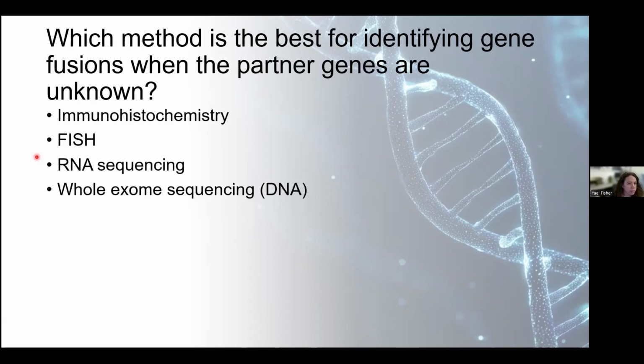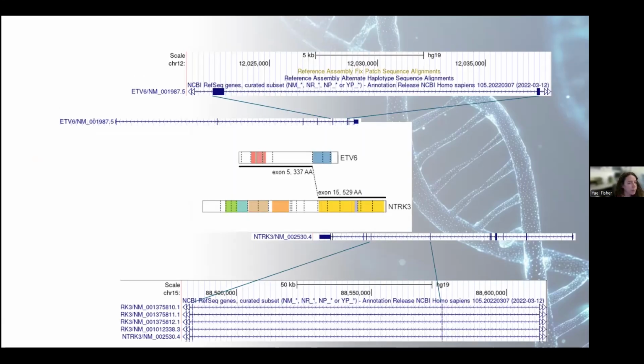So let's look at the next slides and see. So I chose an example here of a fusion between ETV6 and NTRK3. The fusion is between exon 5 of ETV6 and exon 15 of NTRK3.